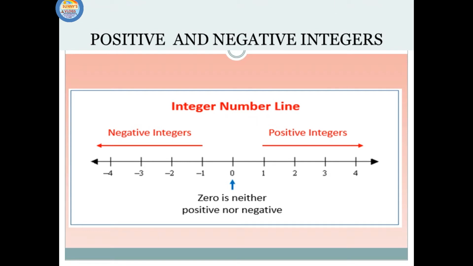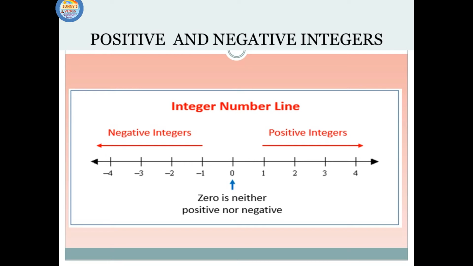Positive and negative integers. The integers with plus sign are called positive integers. Here on the number line, you can see the numbers to the right of 0 are called positive integers. Then, what about negative integers? The integers with minus sign are called negative integers. In the number line, the numbers to the left side of the 0 are negative integers.